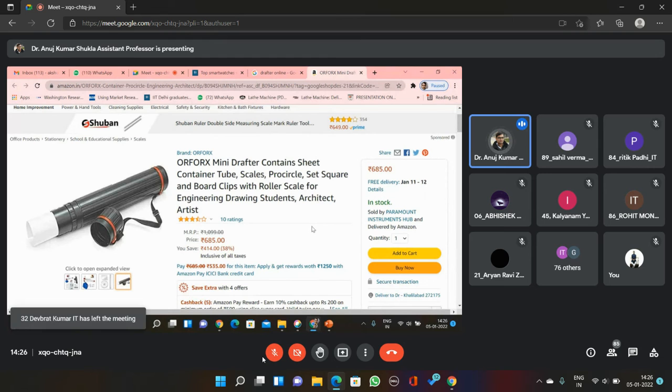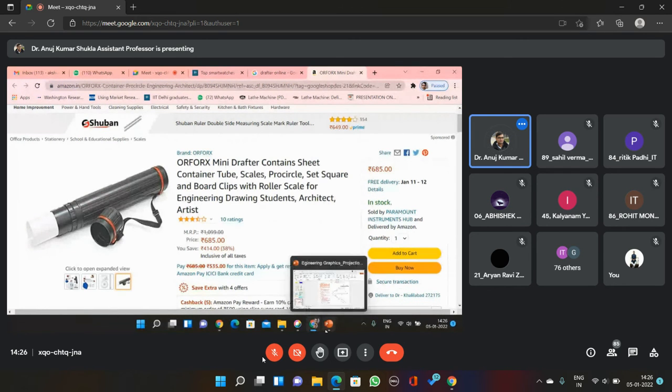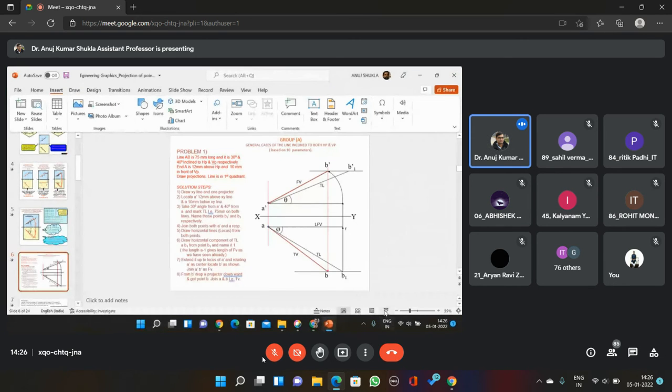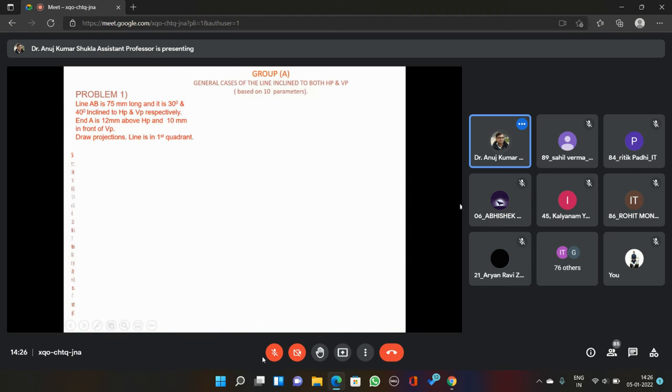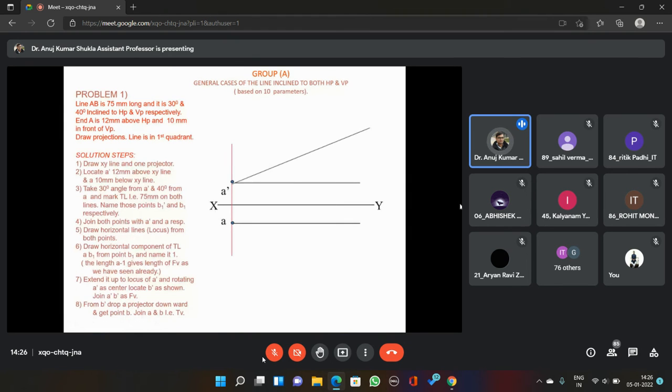On a computer now there is no need to find the true length. It will let you know automatically once you move the cursor. But at least the basic understanding should be there. That's why this course has been designed. Anyway, this question has been completed.